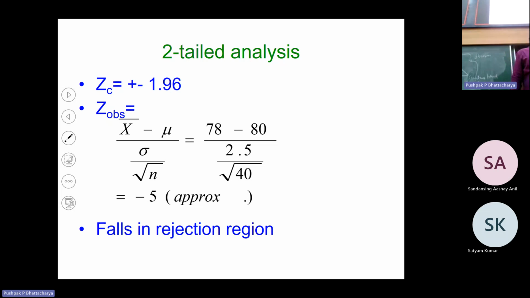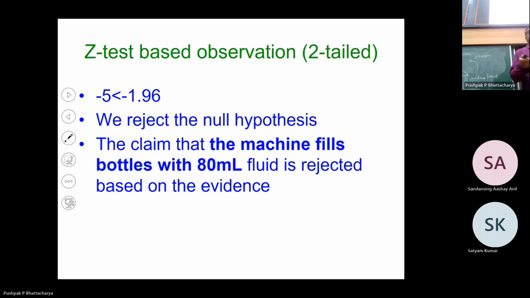So this is falling in the rejection region. If you compute the p value, you will see that this p value is also below the level of significance, 5%. So we reject the null hypothesis. The claim that the machine fills bottles with 80 ml fluid is rejected based on the evidence.